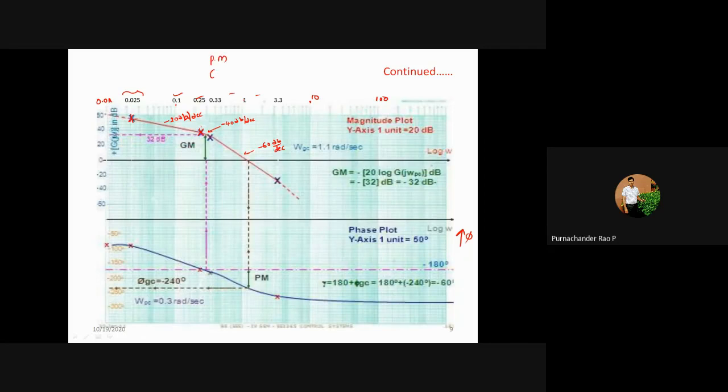We need to find the phase margin and gain margin, but before that we need to find the gain crossover frequency and phase crossover frequency. So we need omega gc and omega pc. This is the gain crossover frequency, this is the phase crossover frequency. The gain crossover frequency is nothing but where the gain is 0, that is, the decibel magnitude is 0; that particular frequency is known as the gain crossover frequency.